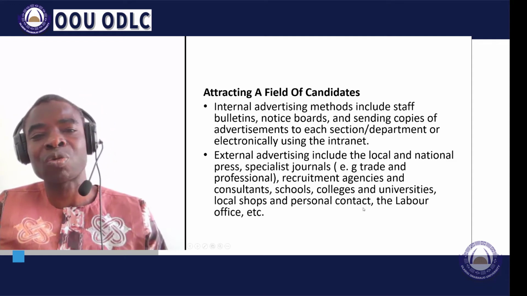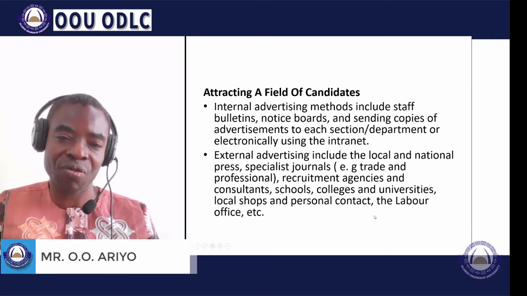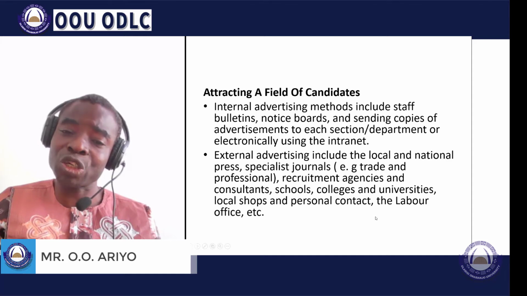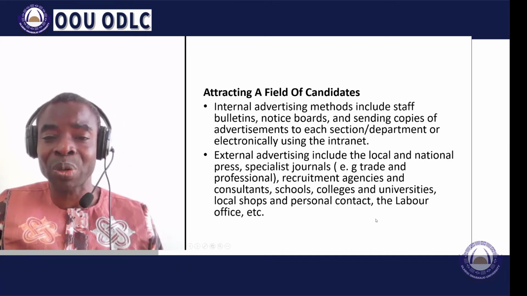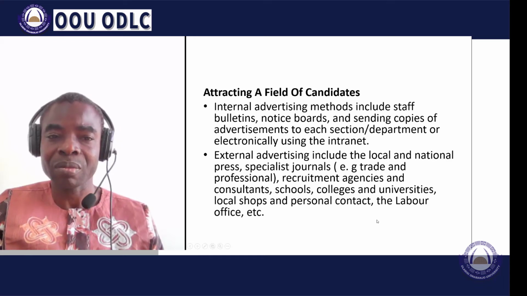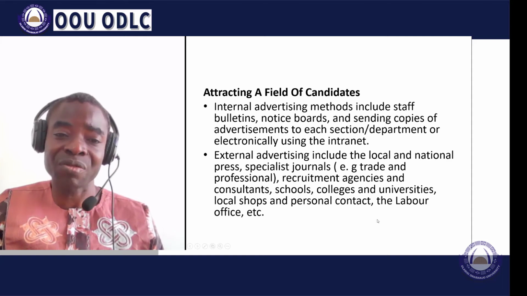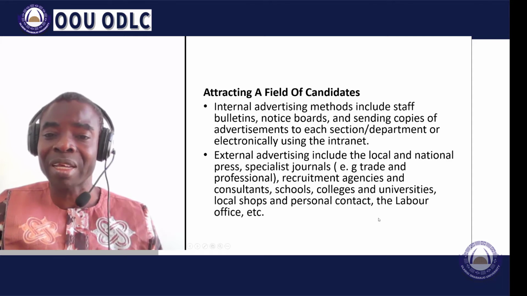Now let's look at the recruitment. We go about attracting a pool of candidates. An organization may employ internal advertising methods or external advertising. Internal advertising methods include making use of staff bulletins, notice boards, then maybe sending copies of the advertisement to different sections or departments electronically using the intranet or other means.